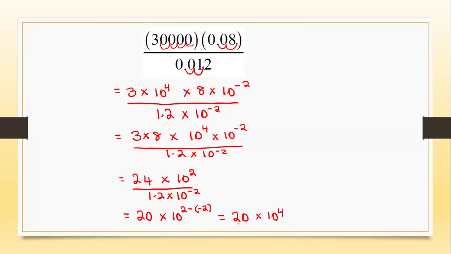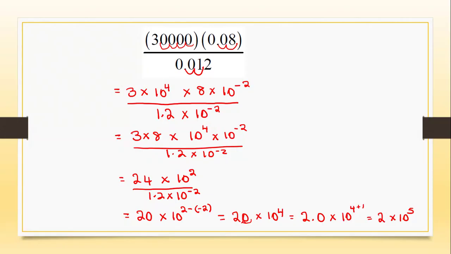But notice that 20 is not in scientific notation, so we need to move that decimal point. We're going to move it once to give us 2.0. Because we moved it once, we're now going to add the power of 1. So it is 2 times 10 to the power of 5. Because we wanted to show our working with all the steps.